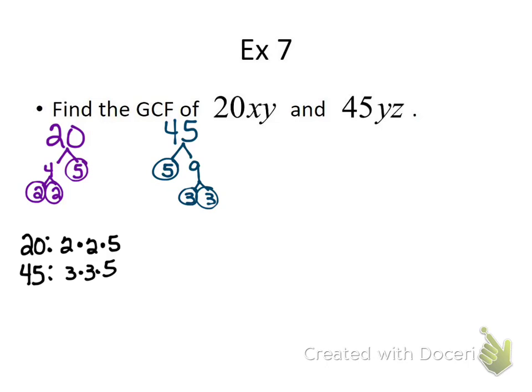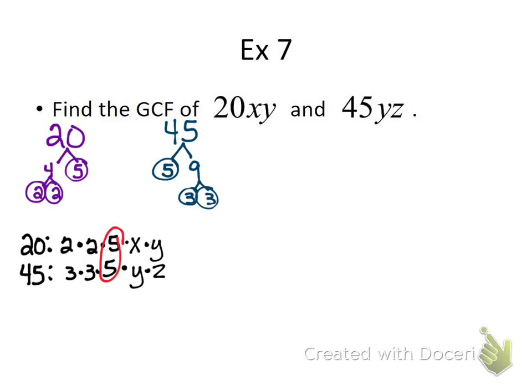Well, hold on. Now, let's take a look at our variables. What variables came with the 20? X and Y. So I'm going to put times x times y. What variables come with the 45? Y and Z. So times y times z. Okay. Now, all you're going to do is finish up step 2. Circle the number or the factors that they have in common. So what do they have in common here?